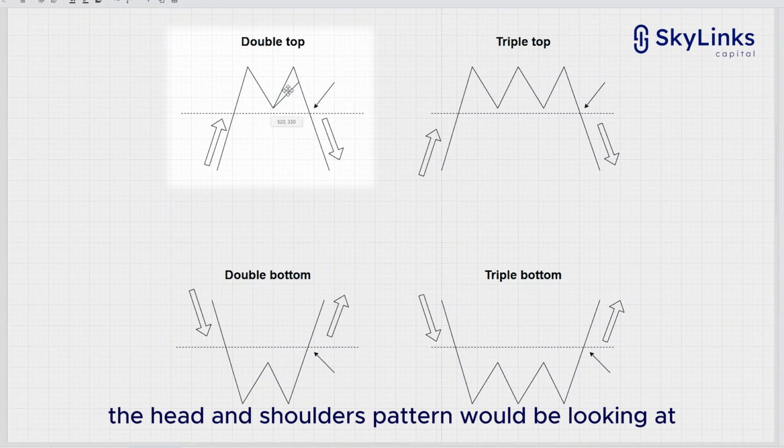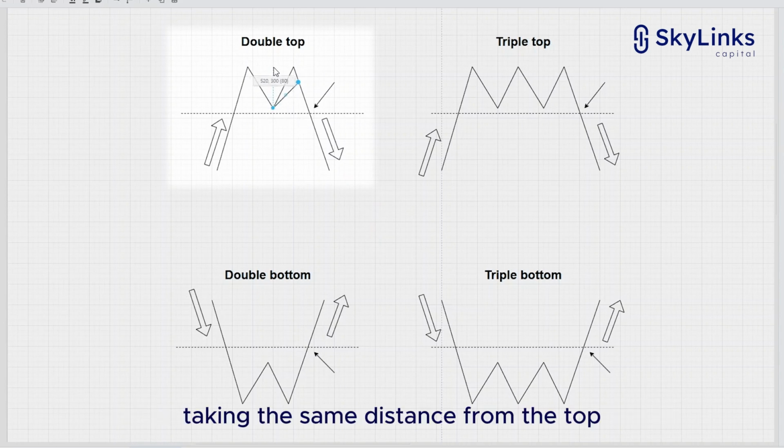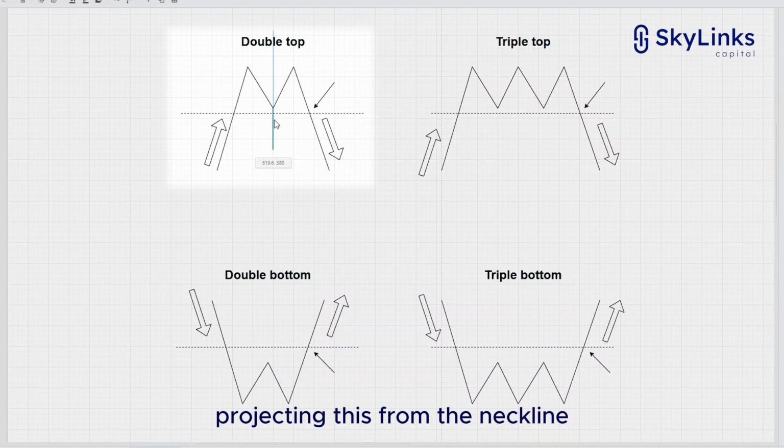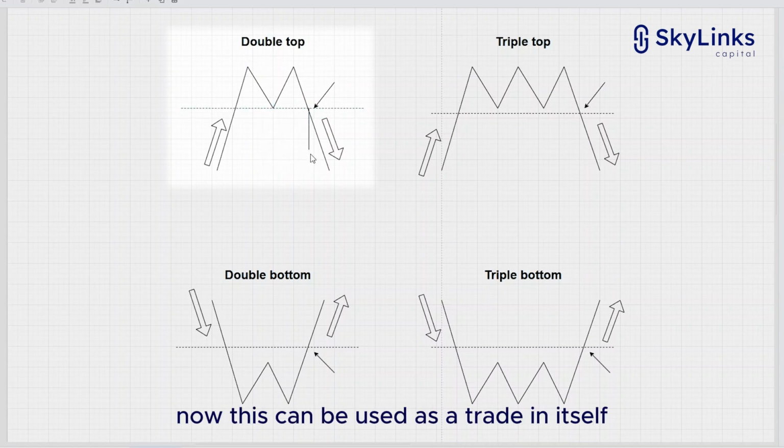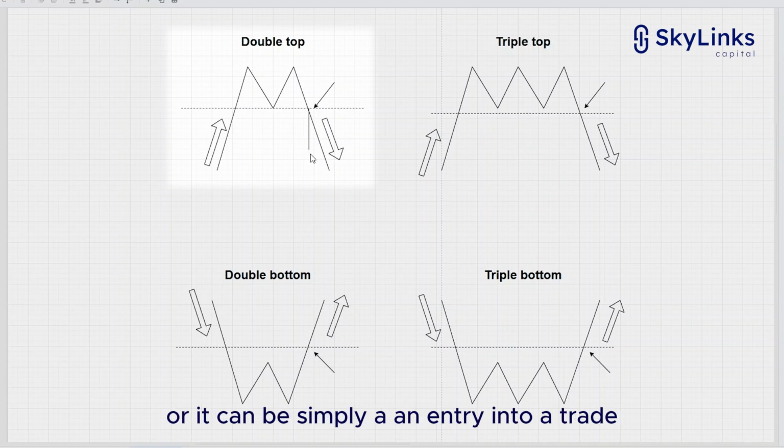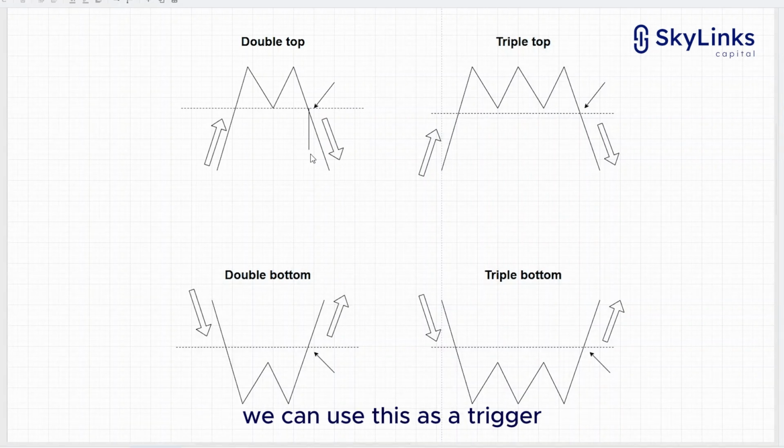As with the head and shoulders pattern, we'd be looking at taking the same distance from the top, projecting this from the neckline. In theory, this should be a bit higher, and then trading this down to here. Now, this can be used as a trade in itself, given that target I've just shown you, or it can be simply an entry into a trade. We can use this as a trigger.